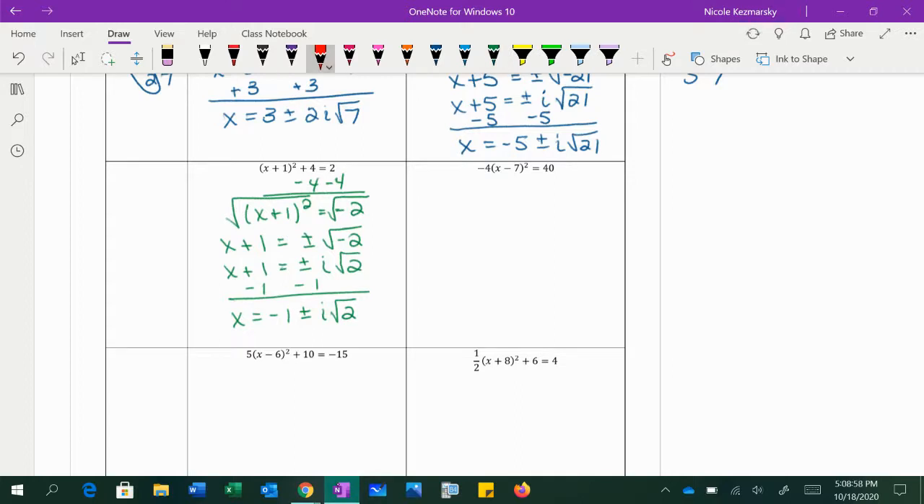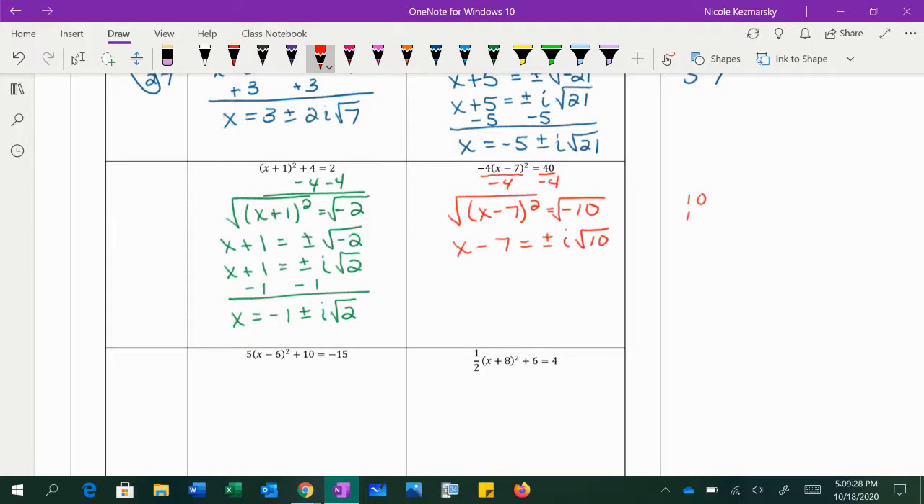For the next one, I've got a -4 out front. So I'm going to divide by a -4 and get x minus 7 squared equals -10. Take the square root of both sides and get x minus 7 equals, let's try and do the i in the same step. So we're going to have plus or minus i square root of 10.